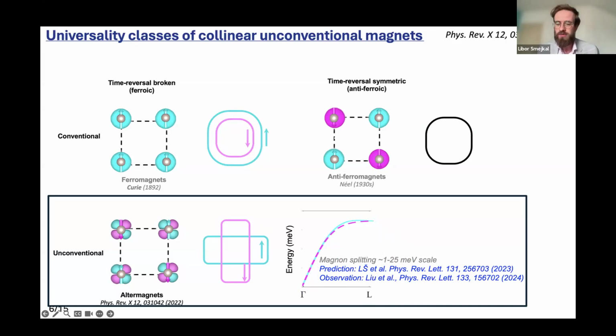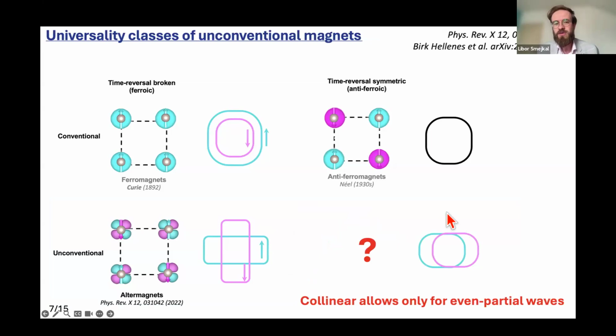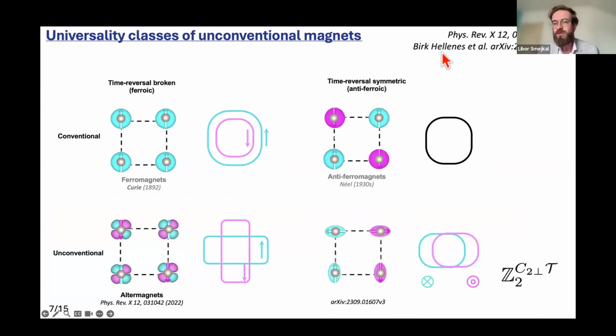So when you look now into this classification, there is a question of whether we are missing someone, yeah? Because we have here no spin order, S-wave spin order, D-wave spin order. So how about P-wave spin order? Well, it turns out that for collinear magnets, due to some spin-only symmetries, you allow only for even partial wave channels. So you cannot realize this with collinear magnets. But how about non-collinear magnets? And that's exactly something that we studied together with Anna Birk-Hellenes, Jairo, and Thomas.